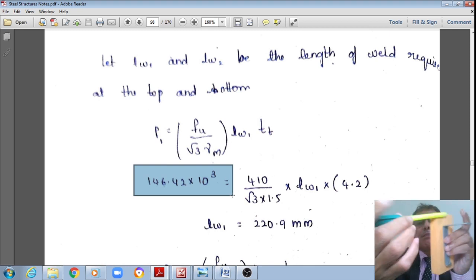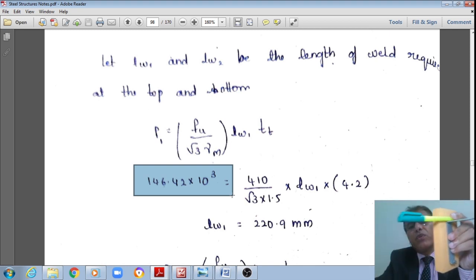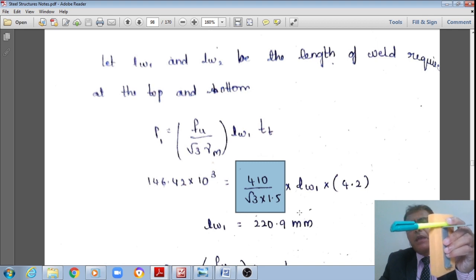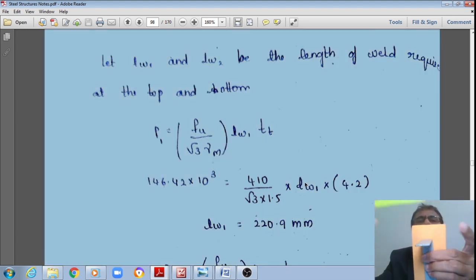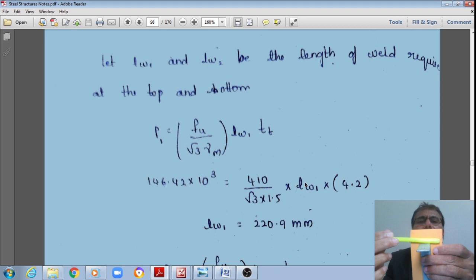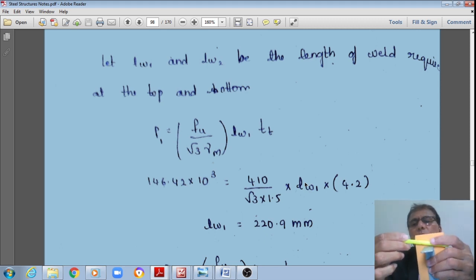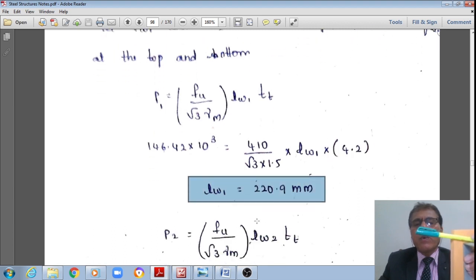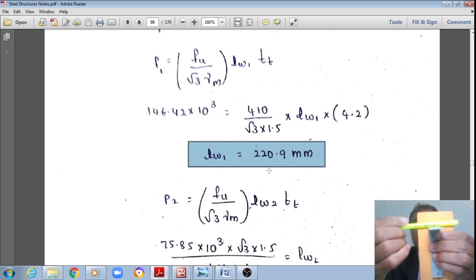newton, is equal to the permissible shear stress in the weld, Fu divided by root 3 gamma m, right? Here, substituting which, now you get 410 divided by root 3 multiplied by 1.5, because this is the side weld, gamma mw is equal to 1.5, multiplied by the length of the overlap required. Let the length of the overlap required at the top be LW1, multiplied by the throat thickness, which is 4.2. Therefore, the length of the overlap required at the top is equal to 220.9.